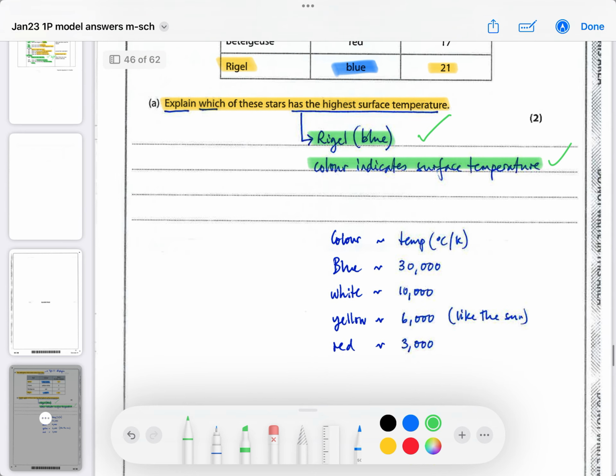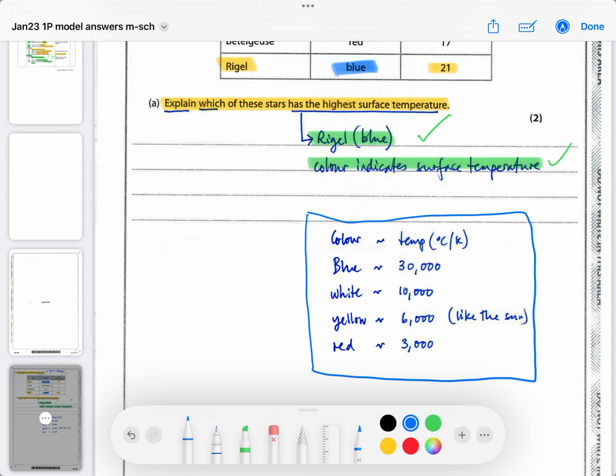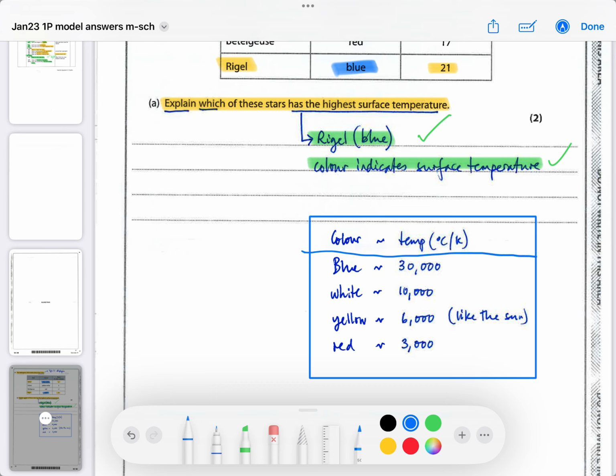So if you like, here I've drawn a table showing you how the colour matches the surface temperature approximately. The colour versus the temperature in degrees centigrade or Kelvin doesn't really matter, because remember the only difference is 273, and for these temperatures the 273 is insignificant. So blue will be about 30,000 Kelvin. The white ones will be 10,000, and blue-white will be in between 10 and 30,000.